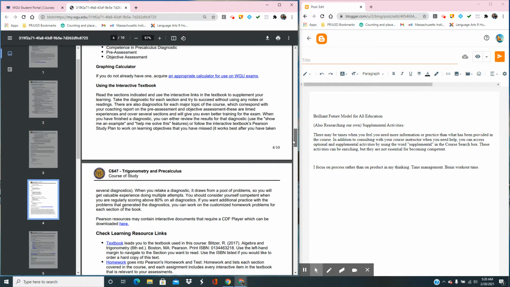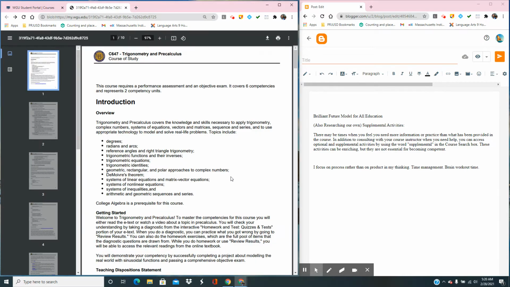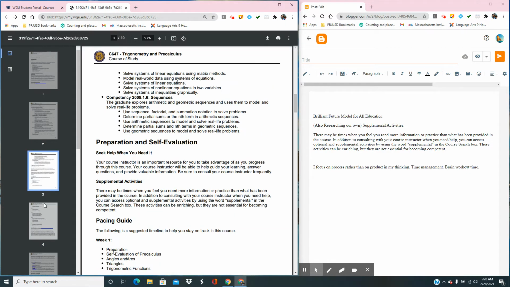Let's see, graphing calculator. You will want to acquire an appropriate calculator. And I think I have an appropriate calculator. Yes, I have a TI-83 or 84. Okay, now back to where I was.